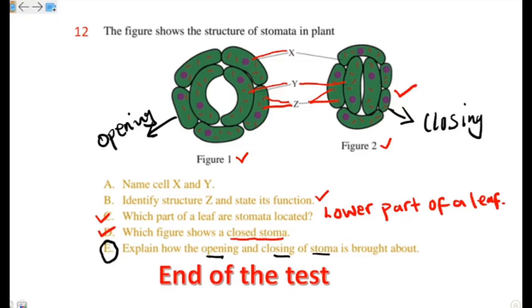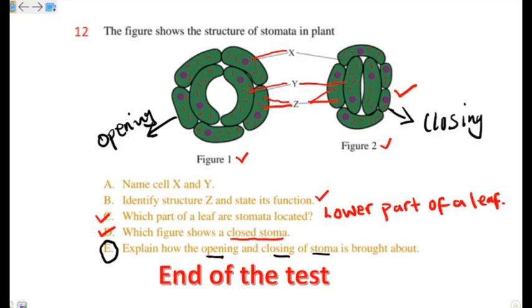So this simply means that the stomata opens when water moves osmotically from the surrounding cells into the guard cells, and the moving of water into the guard cells causes the cells to swell and curve, and this causes what we call turgidity. And the curved cell now opens the what? The stoma. That is how the opening and closing of the stoma is brought about.